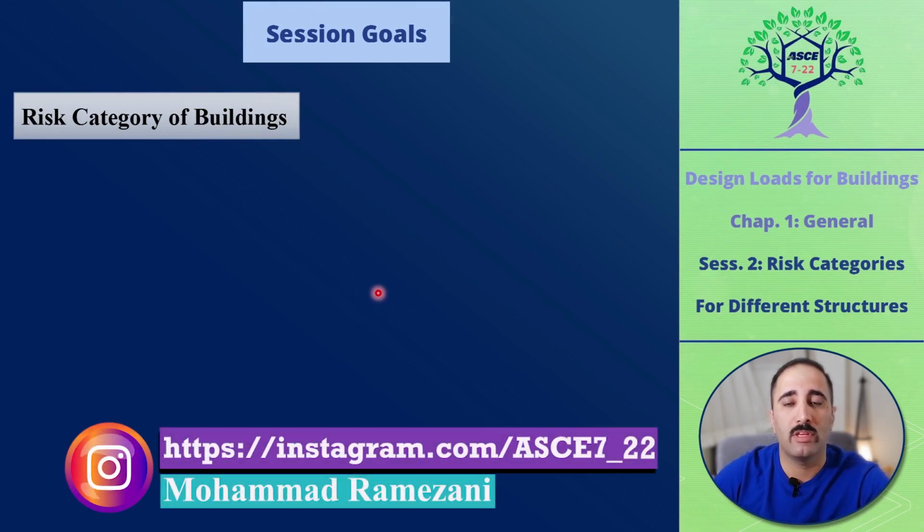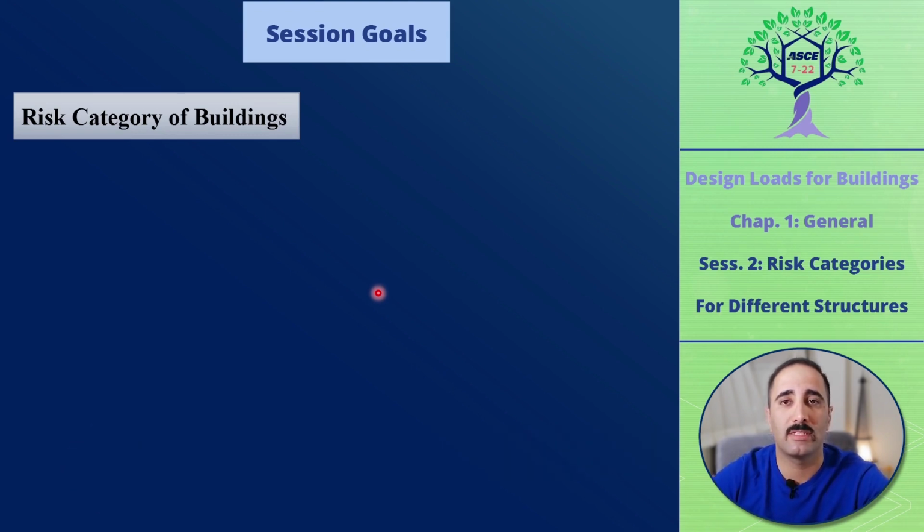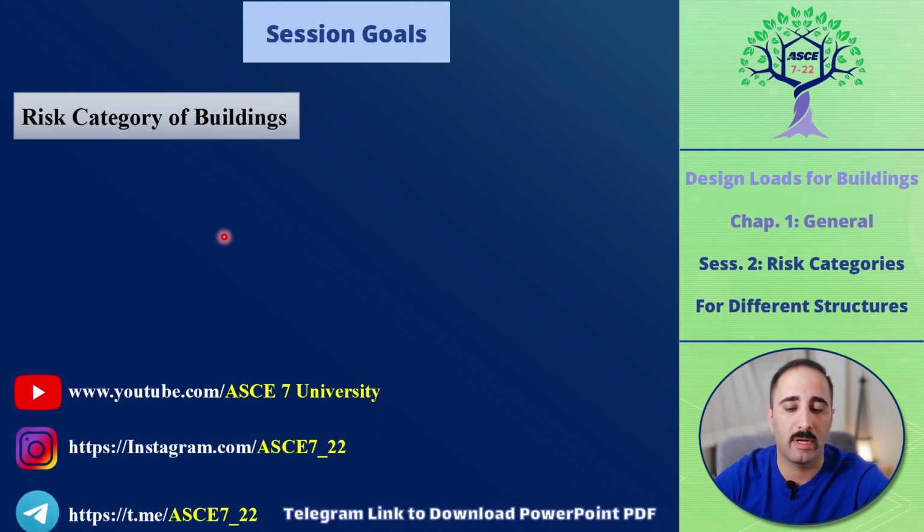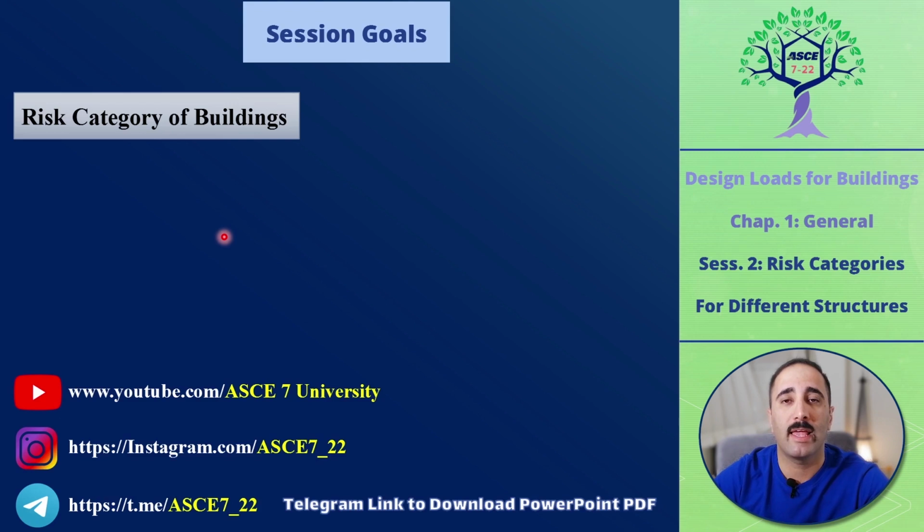Today we will talk about different building types and their associated risk categories according to ASCE 7 and IBC 2021. At the end of this session, we will learn how to put a specific building in a correct building risk category.